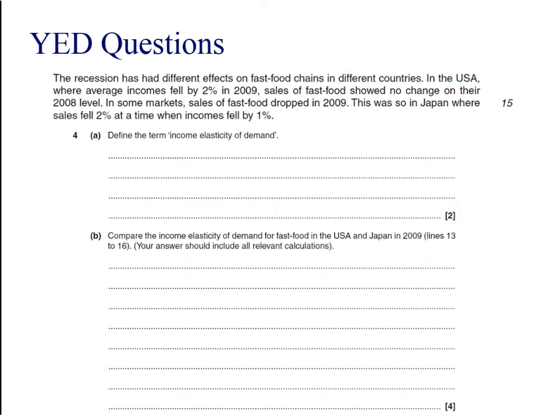So you get some marks for that calculation. And then in Japan, sales fell 2%, so -2, divided by -1, and we get 2. Okay, and that's a positive 2. So what can we tell? What can we compare the USA figure to the Japan figure?